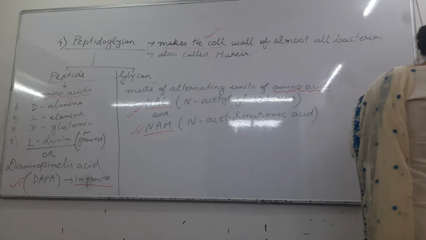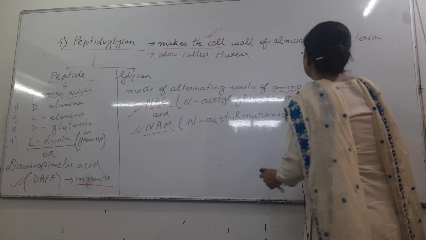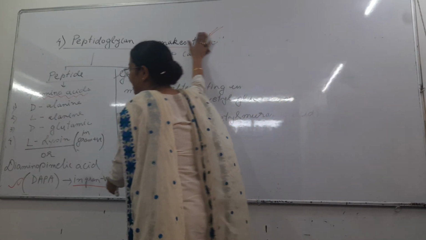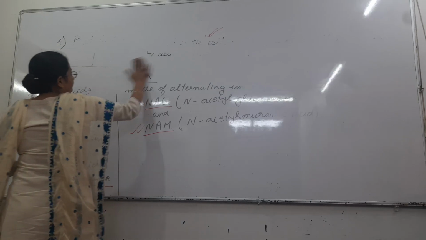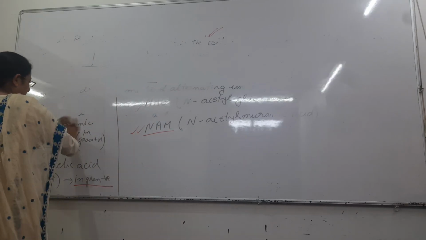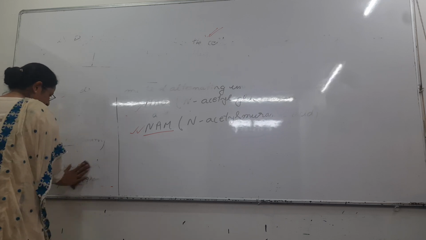So this is all about the cell envelope. The next part of bacteria: now what have we been discussing? The prokaryotic cell and its structures. Next, write staining in bacteria.